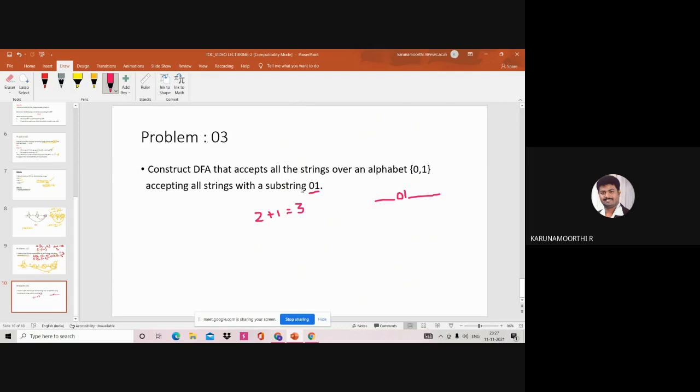So in this particular example, I need 3 states. Why? Because my substring is 0, 1. I calculate the length of the substring, that is 2. Then you have to add 1 to the length of my substring. So the total value is 3. According to this problem, I need only three states to solve it: Q0, Q1, Q2.